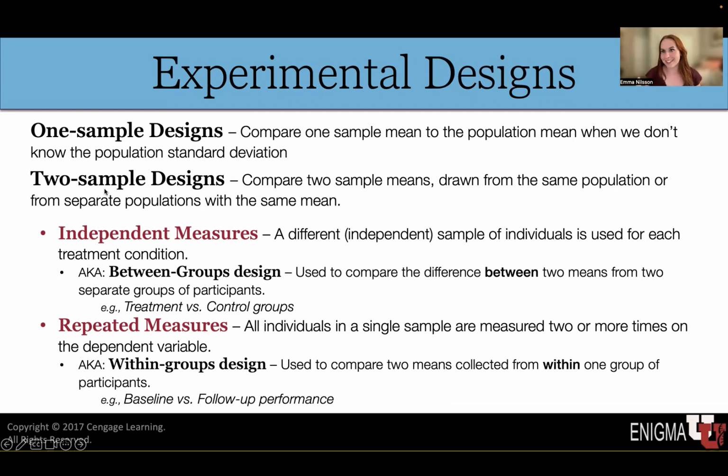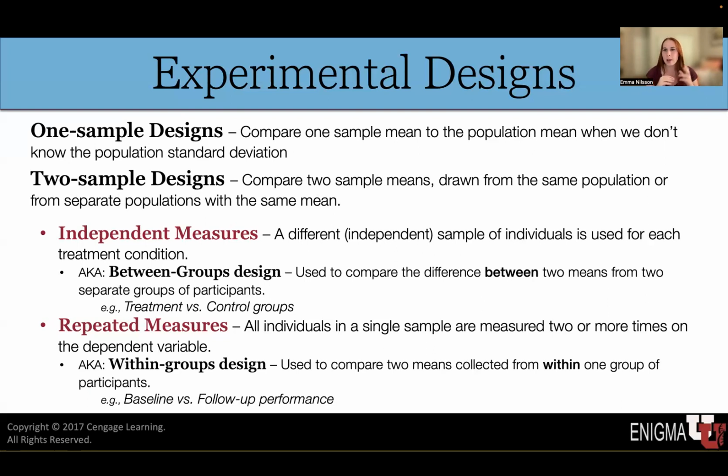The next experimental design that we're going to present now is the two sample experimental design. This is where instead of comparing one sample mean to its population mean, we're going to compare two different sample means, either drawn from the same population or drawn from two separate populations that have the same mean. And there are two different ways that we can do this. We can either do this through an independent measures test, which is where we have a different or independent sample of individuals used for each treatment condition.